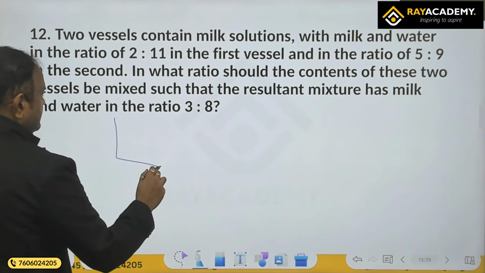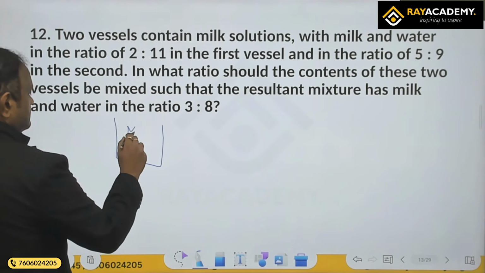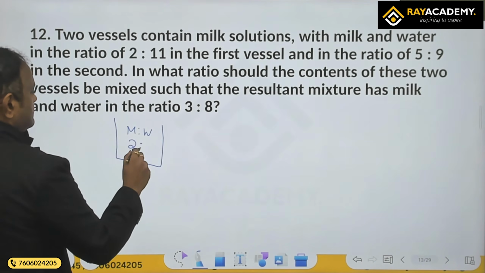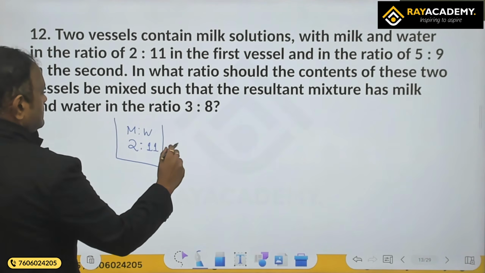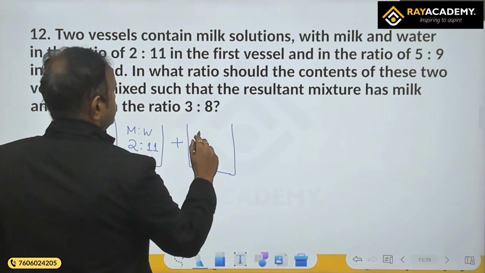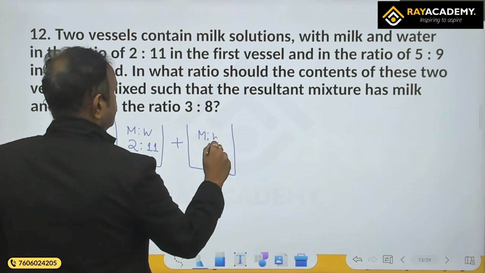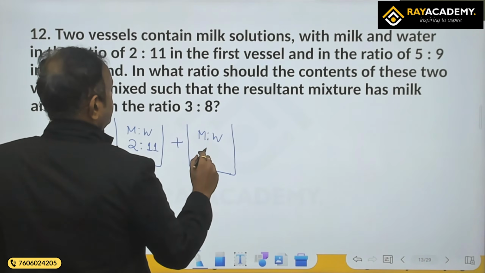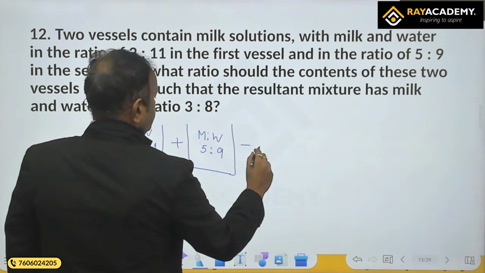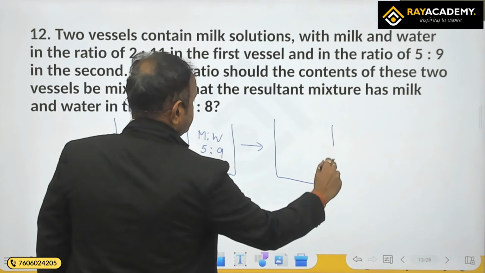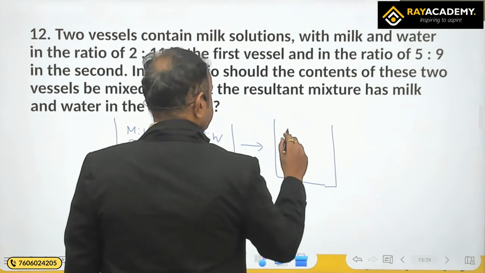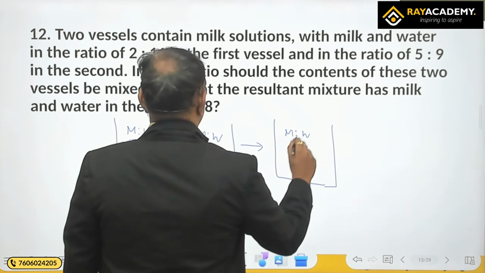So let us say these are the two vessels. Milk and water is 2:11. And another vessel, milk and water is 5:9. Then the final mixture, milk and water is 3:8.